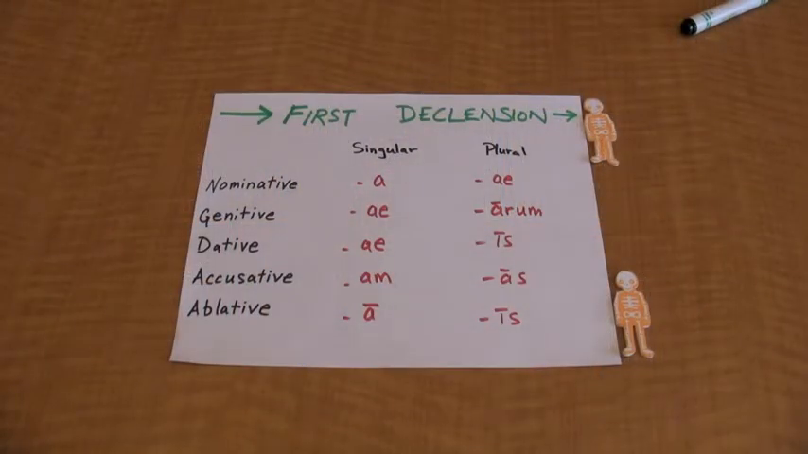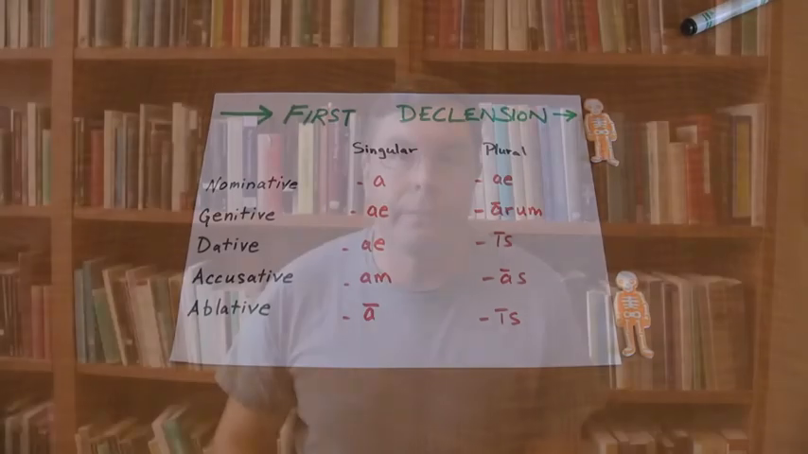Note that this base, P, U, E, L, L, is not a word by itself. It must have an ending attached to have meaning. Here are the endings of the first declension. To decline a first declension noun, take the base of the noun and add these endings. You must memorize these endings as quickly as possible.